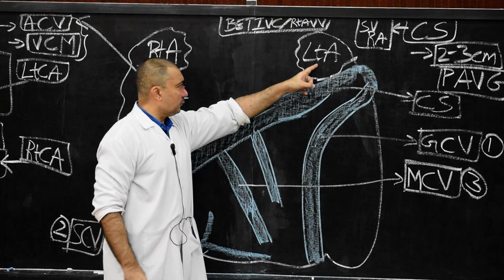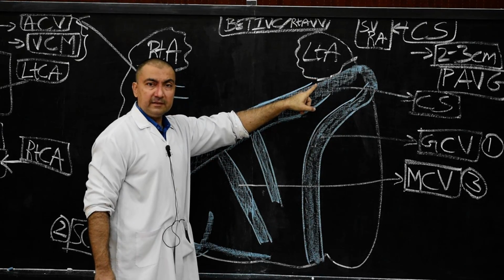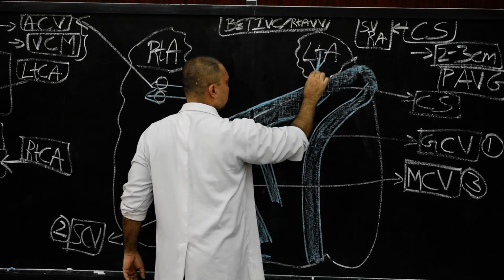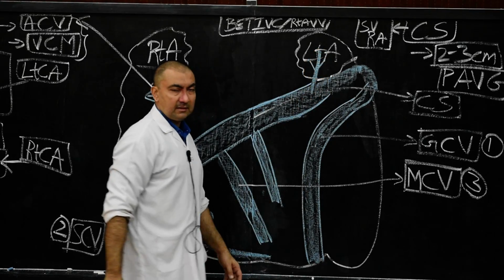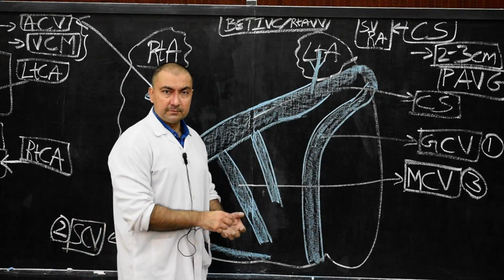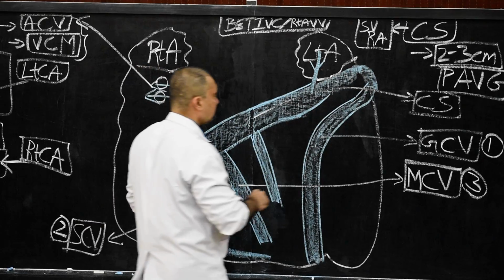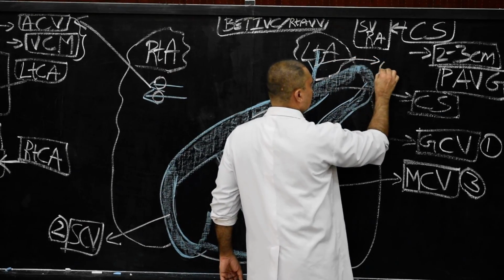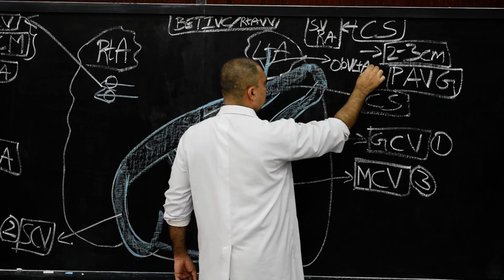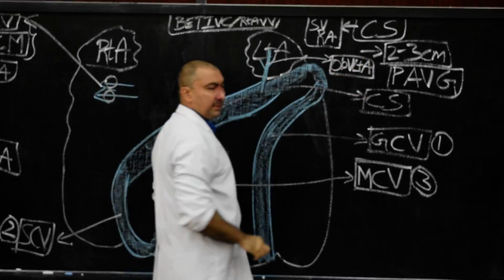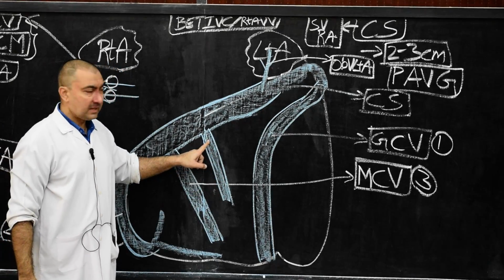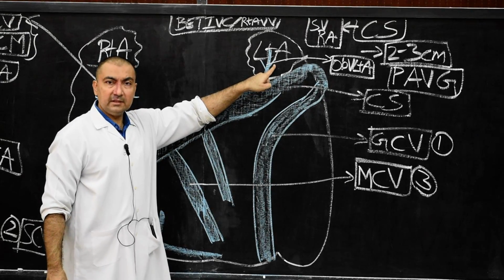Then it will receive one tributary from the left atrium, and that tributary will be known as the left oblique vein of the left atrium. So here I am going to write down, oblique vein of left atrium. These two are very easy to remember. This is the ventricular vein from the left ventricle, and this is the oblique vein of the left atrium.